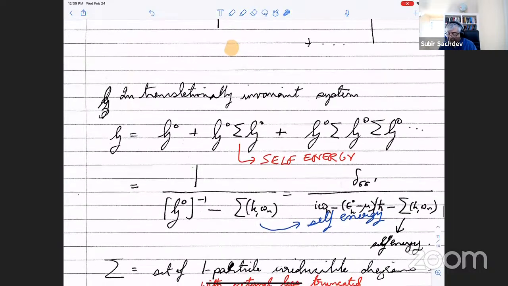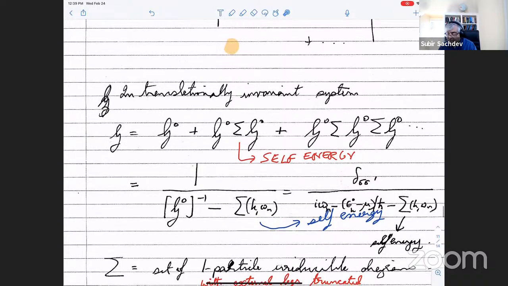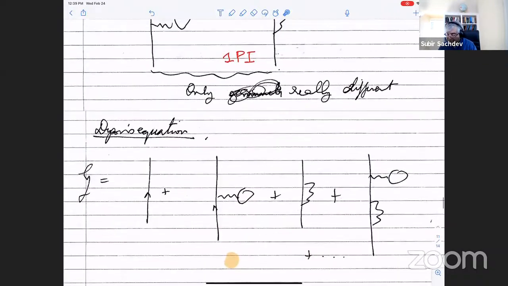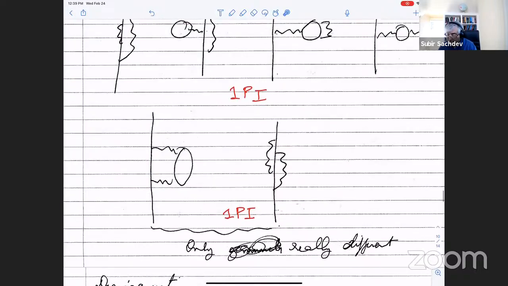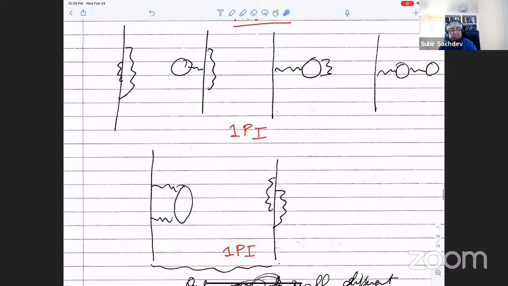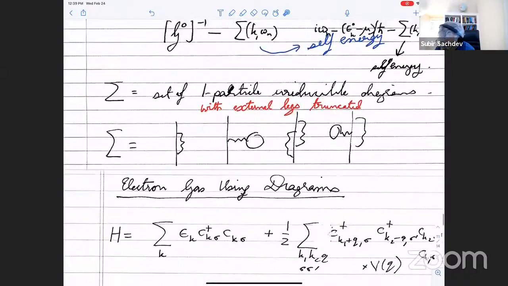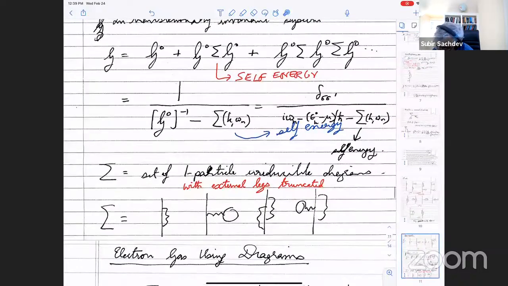So our task reduces to just computing sigma of k and omega. And for sigma of k and omega, there are still quite a few diagrams. There are 8 diagrams: 6 here, and then 2 at first order. But there's another thing I can do. Let me make another page on that and show you a basic result here. So there's that.